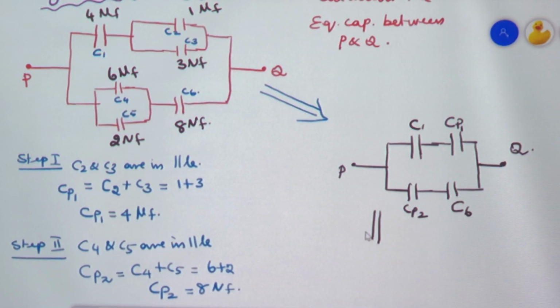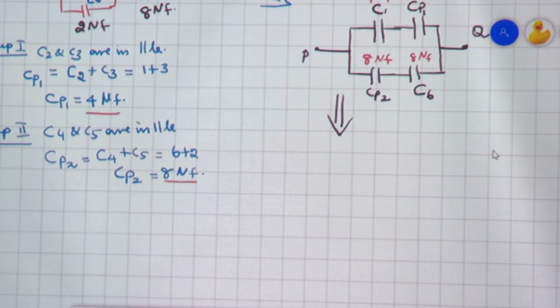Now this diagram has to be simplified. What is the value of C1? The value of C1 is again 4 microfarad. What is the value of Cp1? That is also 4 microfarad. What is Cp2? It is 8 microfarad. What is C6? C6 is again another 8 microfarad. Now you have to simplify this.